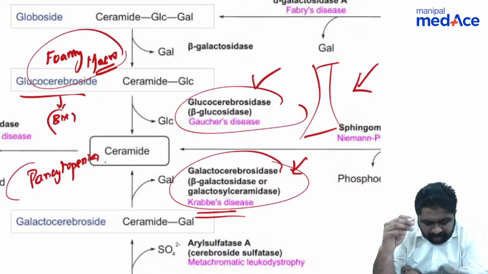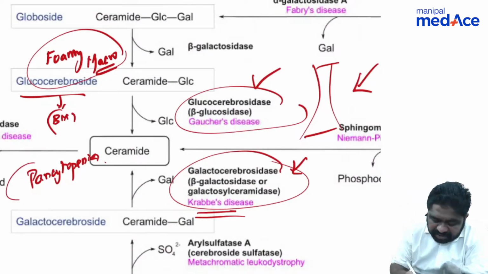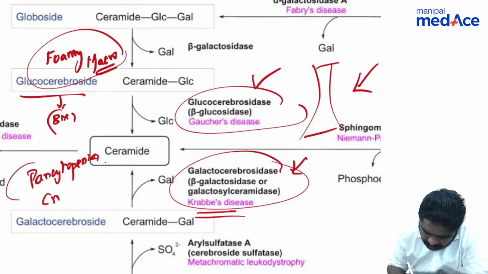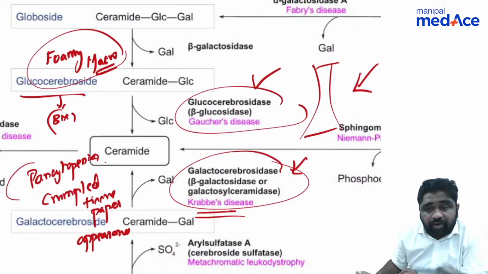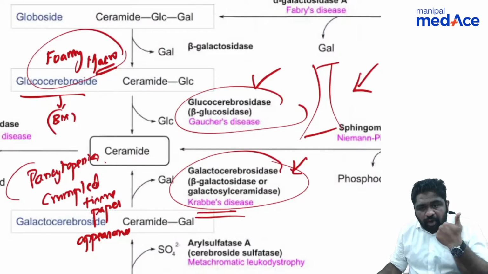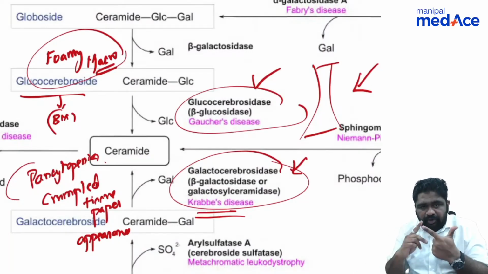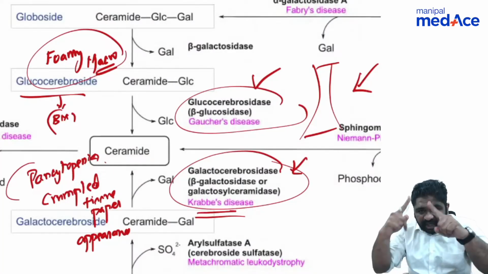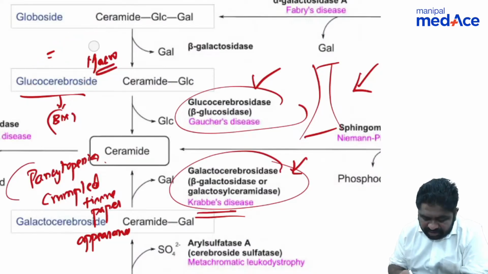Now all these things can happen, and when the glucocerebrosides accumulate in the bone marrow, it will give you an appearance which is referred to as crumpled tissue paper appearance. This is not very specific for Gaucher's disease, but it is definitely found in Gaucher's disease. So two important keywords: one is the foamy macrophages causing the crumpled tissue appearance in the bone marrow, and also the glucocerebrosides are capable of changing the bone architecture, because of which Erlenmeyer flask deformity can be noticed.